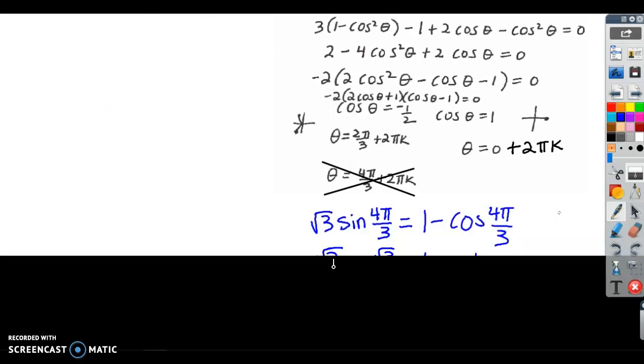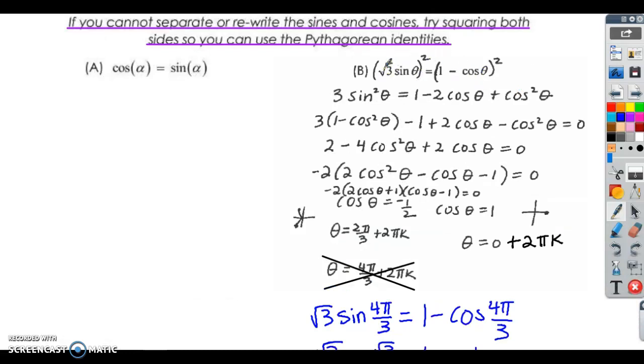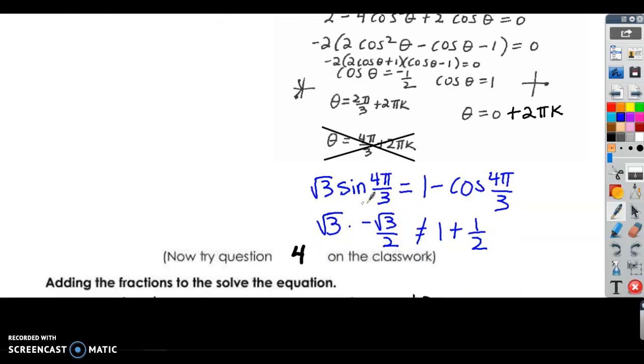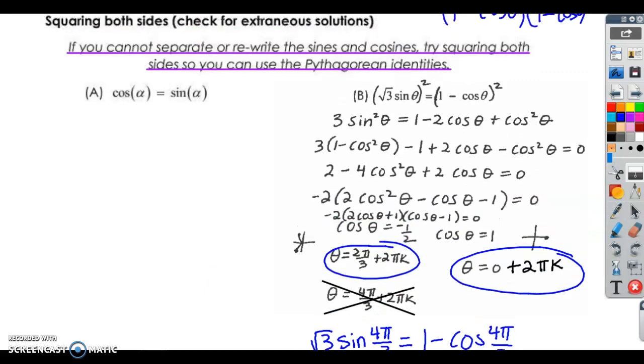However, here, if you plug these values back into the original equation before it was squared, okay, so if you do square root of 3 times sine of theta, and I put in this 4 pi over 3, which is why I crossed this out, I'm going to end up with a negative 3 over 2 on this side and a positive 3 over 2 on this side. That's why 4 pi over 3 doesn't work, and it's an extraneous solution, okay? So basically, your solutions would be just those two. And we're not solving on an interval, so we're using the general form of the equation.